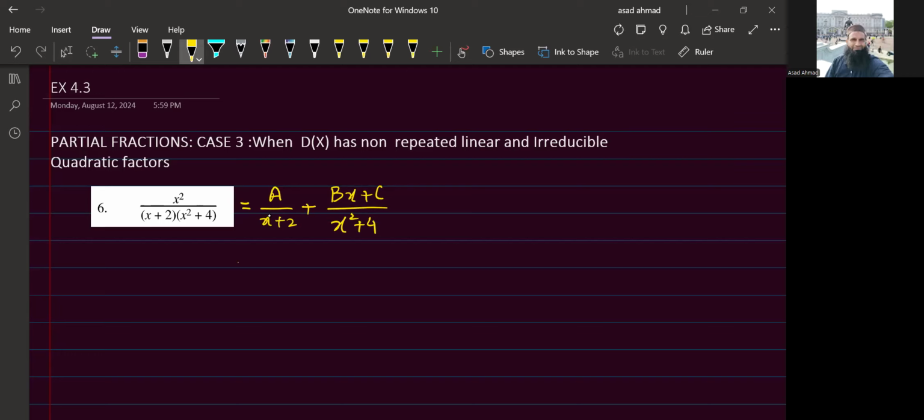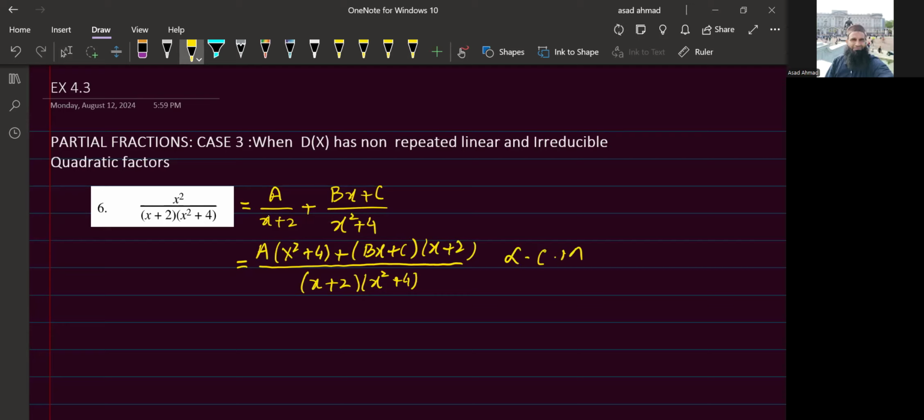So usually we will break up the fraction with alphabet A over x plus 2, which is a linear one. And in case of quadratic, we would write over it Bx plus C form. Then we will simply take the LCM, and the steps will be done like this one. So in this step, we have simply operated the LCM.